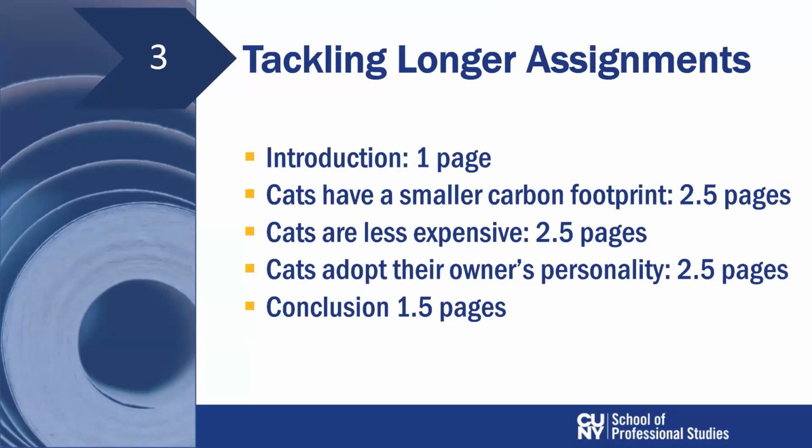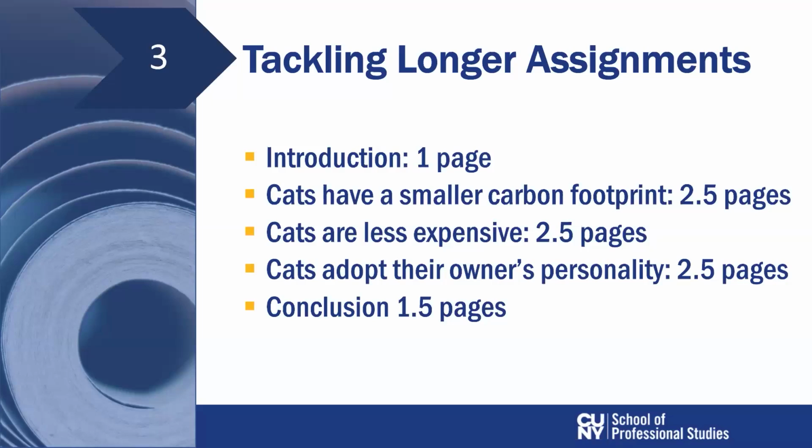So I now have a 2-page paper on cats having a smaller carbon footprint than dogs, a 2-page paper on cats being less expensive, and a 2 to 2.5 page paper on cats adopting their owner's personality. And now you don't have to think about a 10-page paper, right? All you have to think about is 2 to 3 page papers that you then connect using your introduction and your conclusion. But again, it is much easier to do this when you have an organizational statement. So I hope that this tip helps you feel a little bit less nervous about those longer papers, because really, they're just shorter papers in disguise.